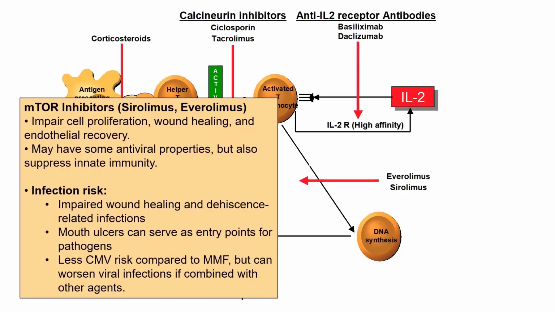And then our mTOR inhibitors. So they impair cell proliferation, wound healing, and endothelial recovery. There's also, as I'll get to later in the talk, they may have some antiviral properties, but they also suppress the innate immunity, therefore impairing wound healing, with dehiscence-related infections, and mouth ulcers that you might get that can then serve as an entry point for pathogens. It's less of a CMV risk compared to MMF because of this theoretical and some emerging data to suggest that it has antiviral properties, but it can worsen viral infections if combined with other agents.